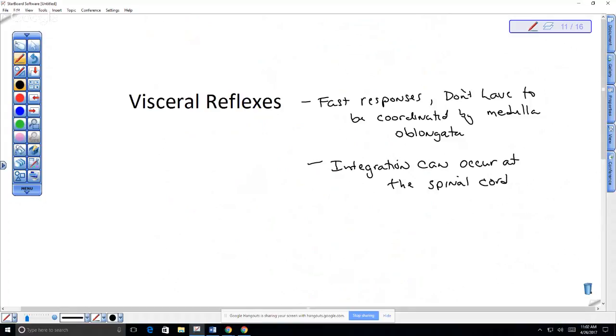Right? So if you don't have enough oxygen, for example, if you're not getting enough oxygen in your blood, automatically the bronchioles in your lungs might dilate. That would be dilation of the bronchioles, right, and might be an example of a visceral reflex. Okay, so this increases oxygen consumption.